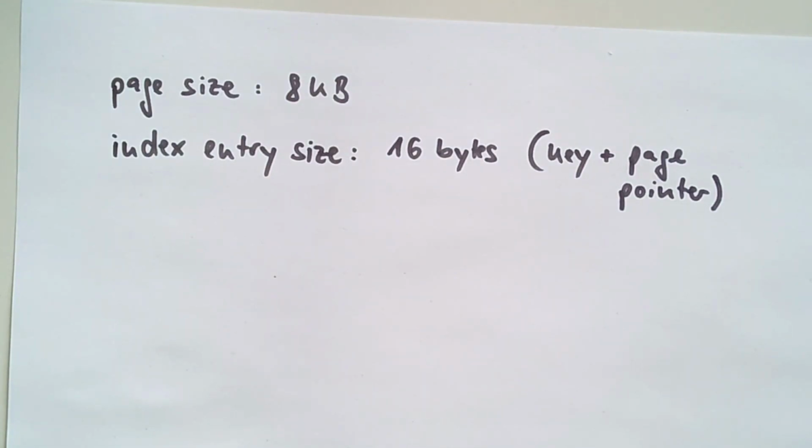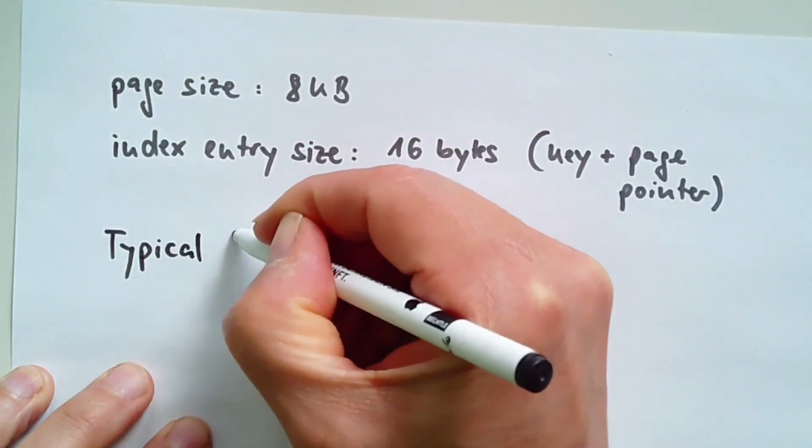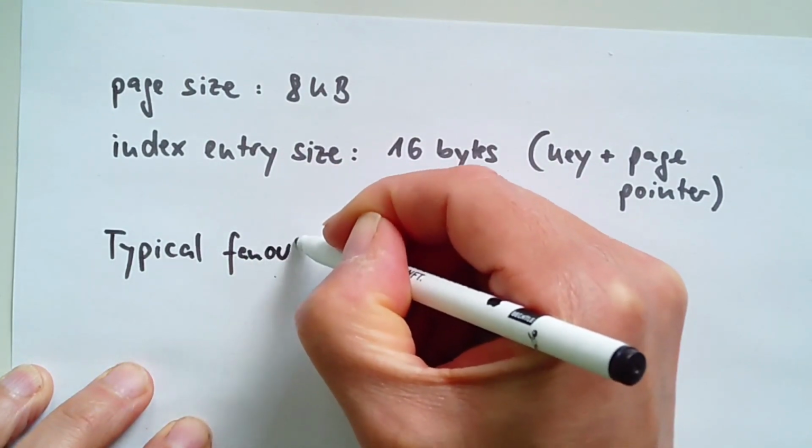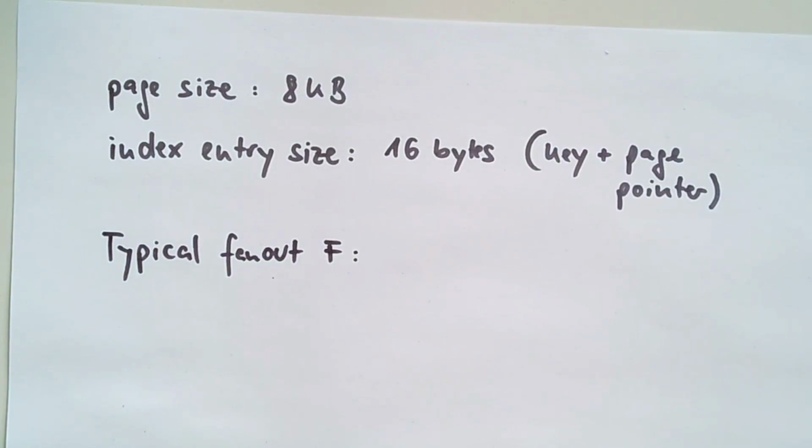Okay, so what would that mean for the typical fan out F that we would see? I think it would be around 500.